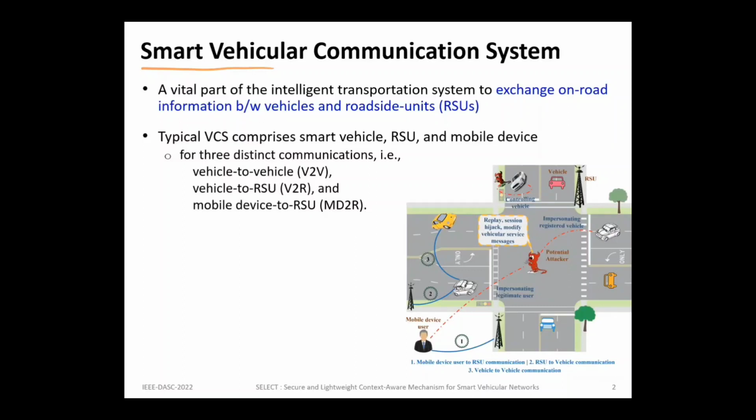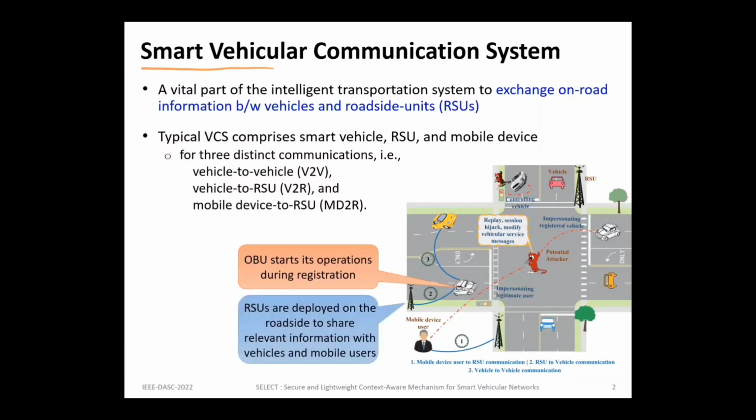Here we can see the figure which gives a high-level overview of a vehicular communication system that comprises three entities: smart vehicles, RSU, and mobile device user, for three distinct communications, known as vehicle-to-vehicle communication, vehicle-to-RSU communication, and mobile device to RSU communication. When a vehicle is registered, an on-board unit is initially installed with a fixed processing capacity and memory to conduct various tasks, including different kinds of computation, communication, and data verification while the vehicle is in motion.